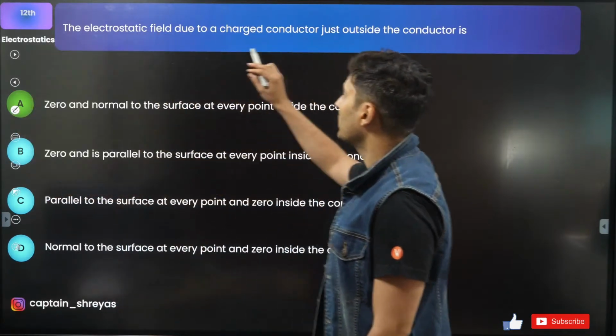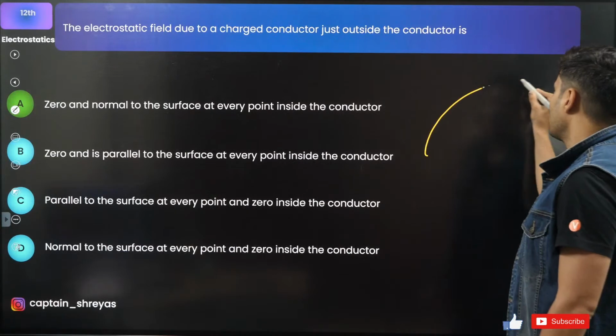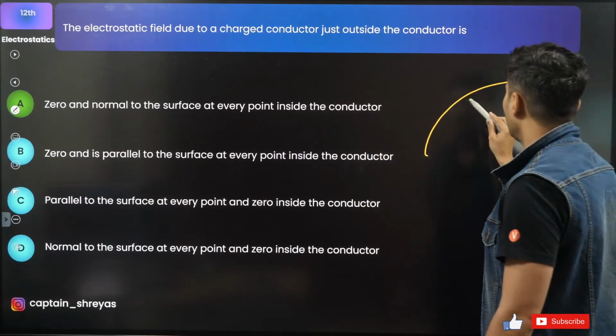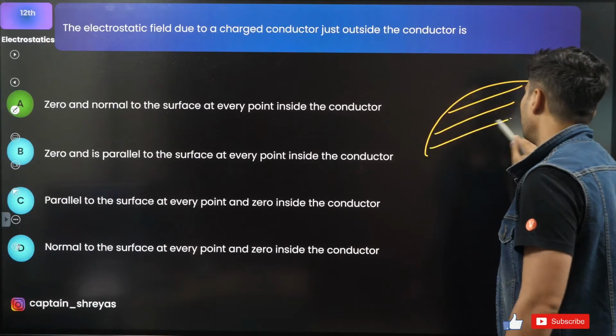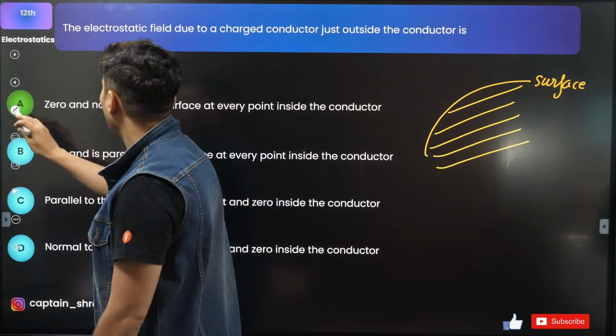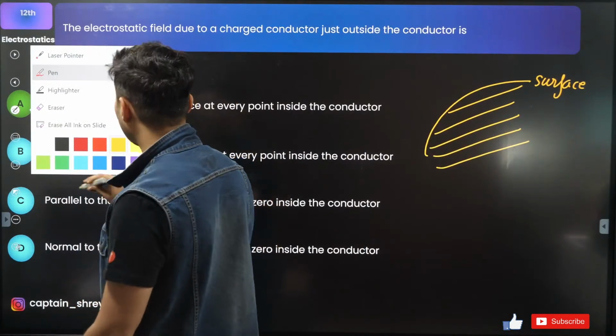So understand the question. First of all, let me draw the surface. This is the surface of a conductor. Let's say this is the inside of the conductor. Is the field 0 and normal to the surface at every point inside the conductor?